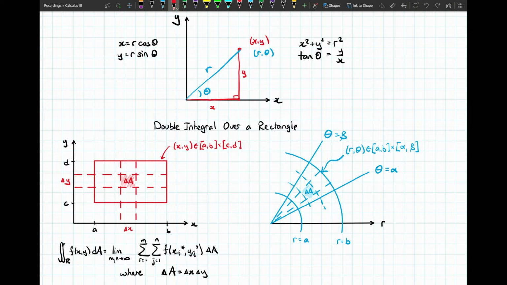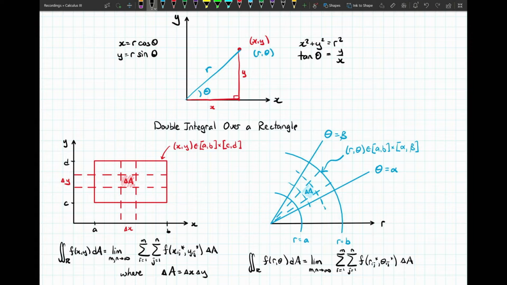Now, the definition of a double integral over a polar rectangle is essentially the same. We are going to have the double integral over this polar rectangle R of a function f of r comma theta dA defined as the limit as m and n go to infinity of this double Riemann sum of f evaluated at some sample point r_ij star, theta_ij star in each of these smaller subpolar rectangles, times delta A. But here's the trick.